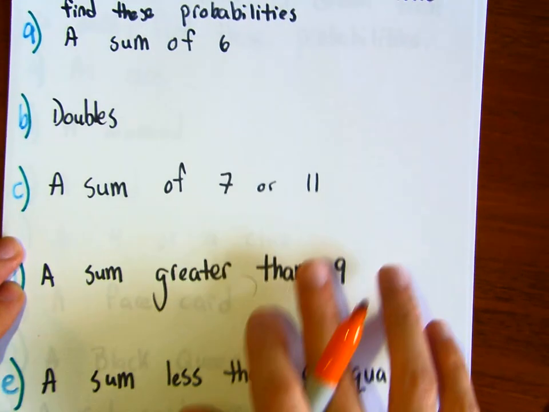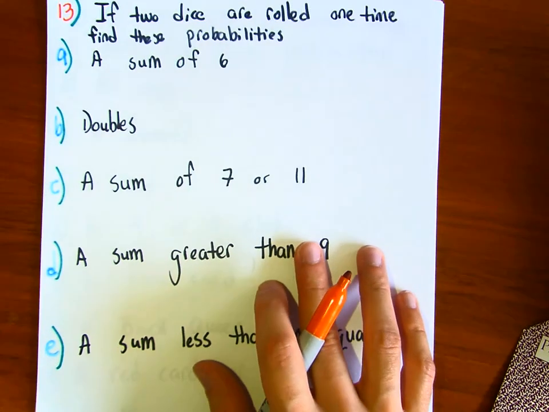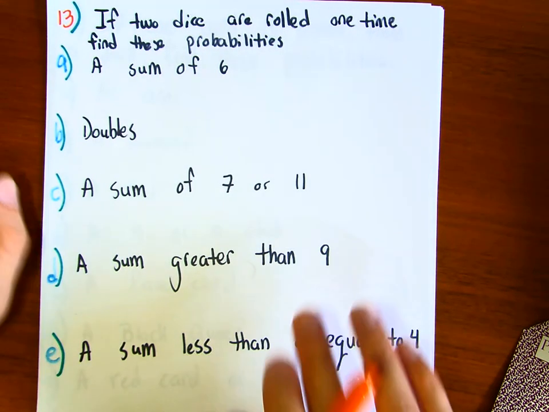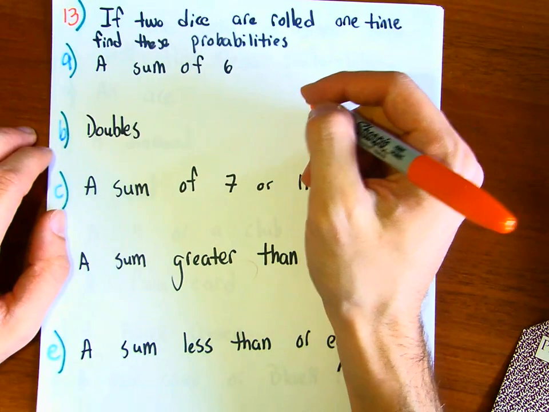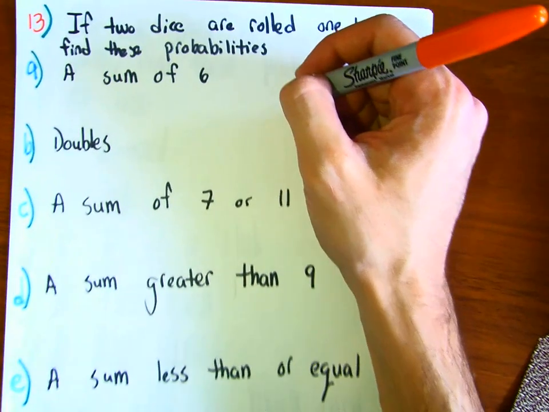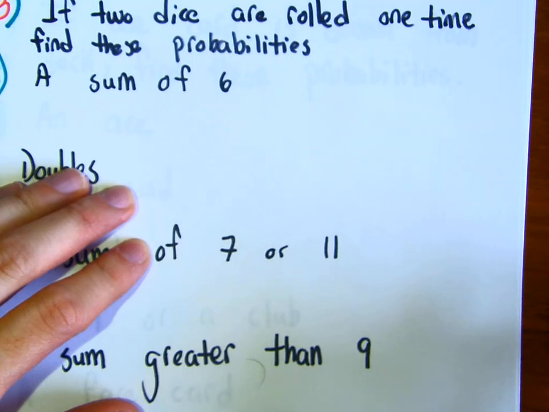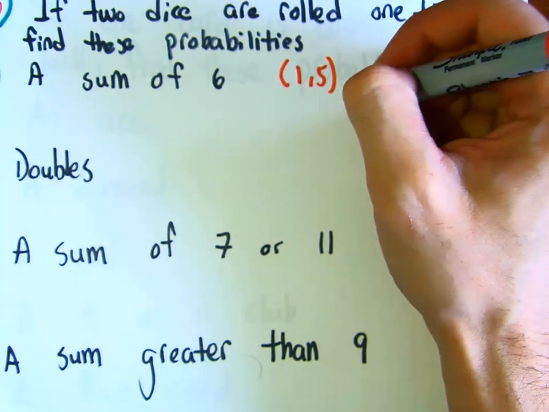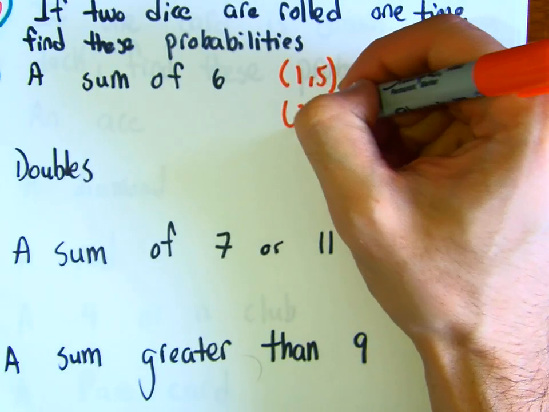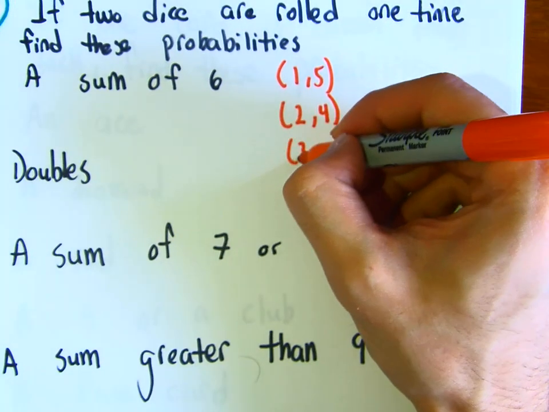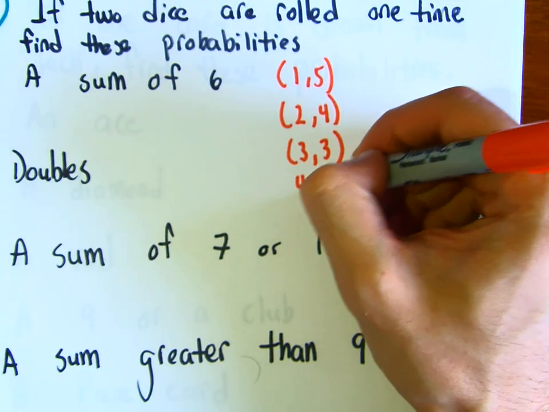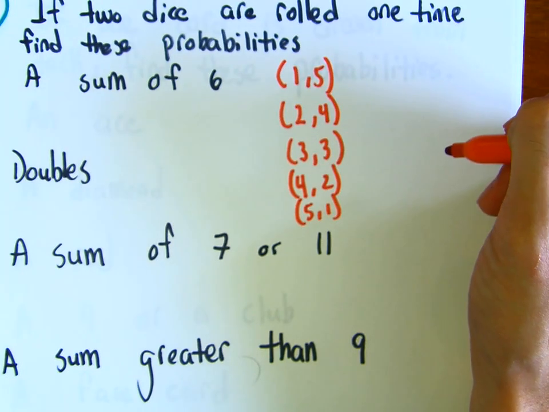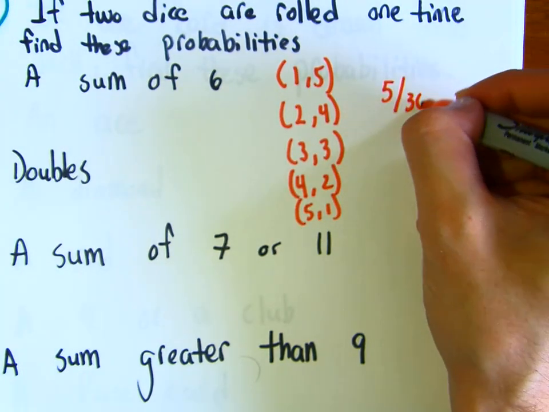Here, for 13, it's saying, imagine if we have 2 dice, right? What is the probability that you get a sum of 6? So what can you do to get a sum of 6? Let's see. Let me zoom in my camera a little bit. So you could get what? You could get a 1 and a 5. Okay, you could get a 2 and a 4. You could get a 3 and a 3. You could get a 4 and a 2. You can get a 5 and a 1. Okay, so notice that this is 5 out of 36.